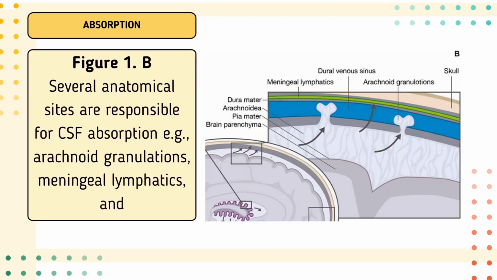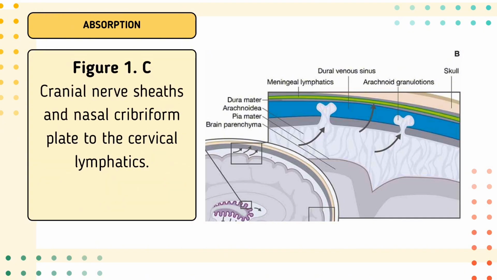For the absorption, several anatomical sites are responsible for CSF absorption, like arachnoid granulations, meningeal lymphatics, and cranial nerve sheaths and nasal cribriform plate to the cervical lymphatics. To summarize the classical hypothesis of CSF absorption, it occurs from the subarachnoid spaces into the lymph system via the nasal cribriform plate and perineural sheaths, and from the subarachnoid spaces into the venous blood system via the dural venous sinuses and via cranial arachnoid granulations.